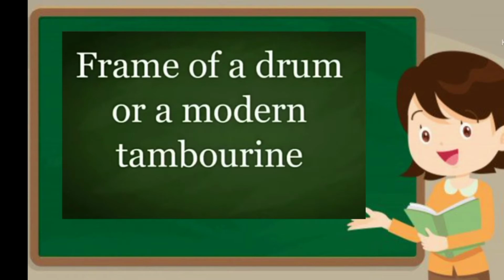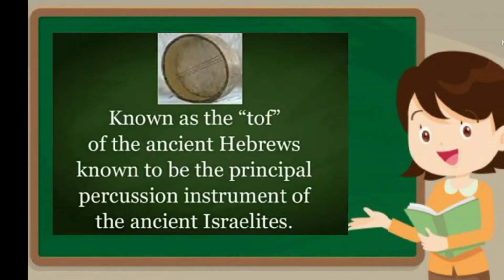Another is the frame of a drum or a modern tambourine. This is known as the toph of the ancient Hebrews, known to be the principal percussion instrument of the ancient Israelites. So let's watch this video.